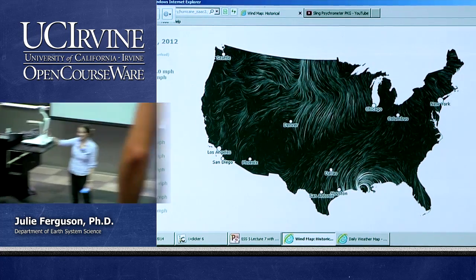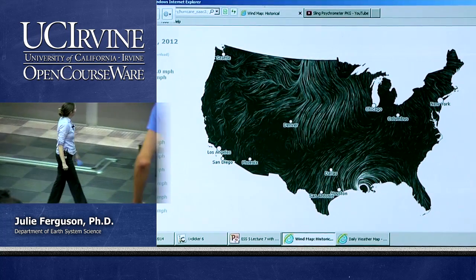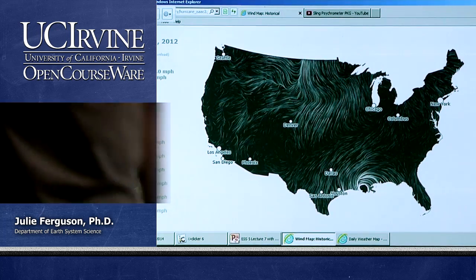Okay, so I had some really good answers over here. I think people are getting this. So, does someone want to point out to me the rather obvious area of low pressure?